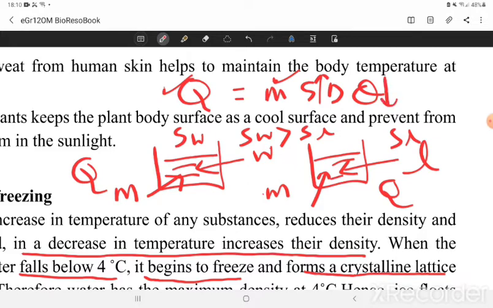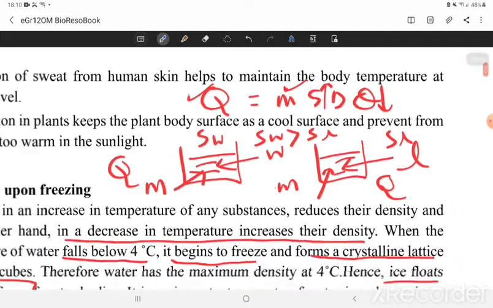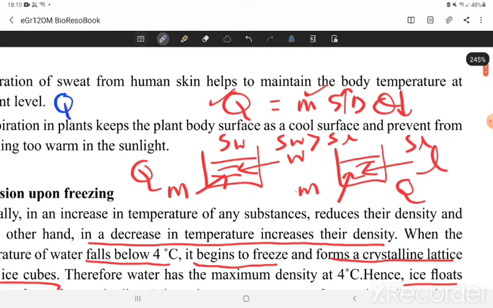Now, again, I'll use a different color for the other liquid. So we can say again, let's write the formula Q equals m s delta theta, S liquid this time. Here it was S water. Now, m is the same, Q is the same. That is, the heat absorbed is the same, the mass is the same. Mass of water is equal to mass of liquid in our example.